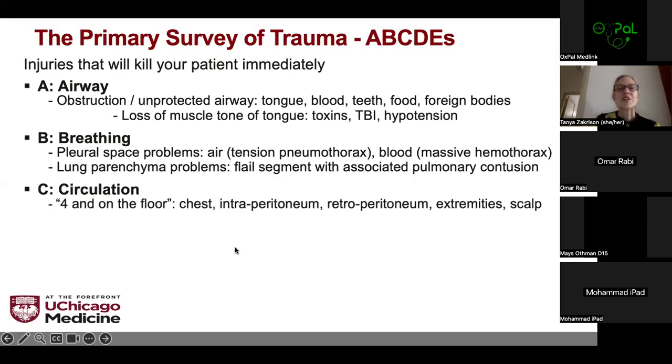So circulation, we talk about four on the floor in terms of all the areas in the body that can lose blood. And we sort of do this cavitary triage in our mind. This is a bit more advanced, more at the resident level. But if my patient is hypotensive in class 3 or 4 hemorrhagic shock, where did they lose blood? Where is the blood going?